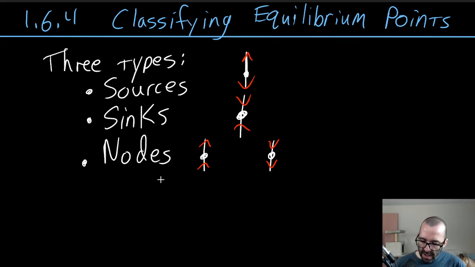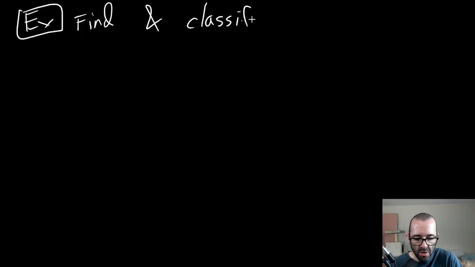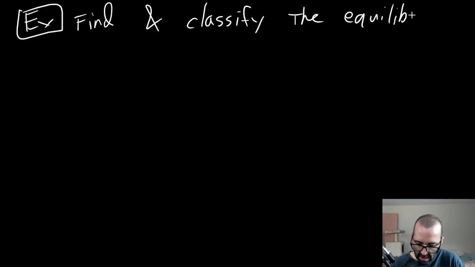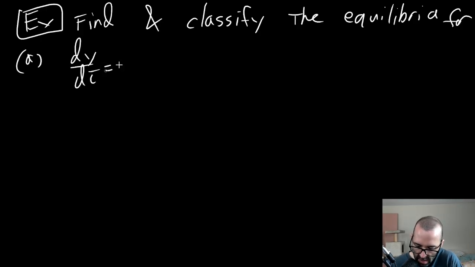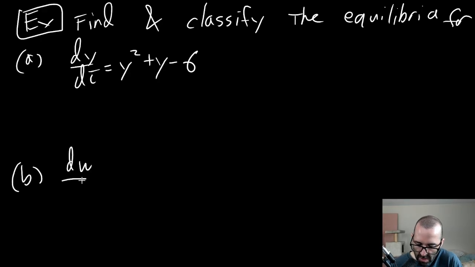All right, so let's use this a little bit, get some practice, do an example problem. Find and classify the equilibria for the following. And we'll do two examples. The first one's dy/dt equals y squared plus y minus 6. And the second one is dw/dt is some function g of w. Yes, I'm doing it to you again.